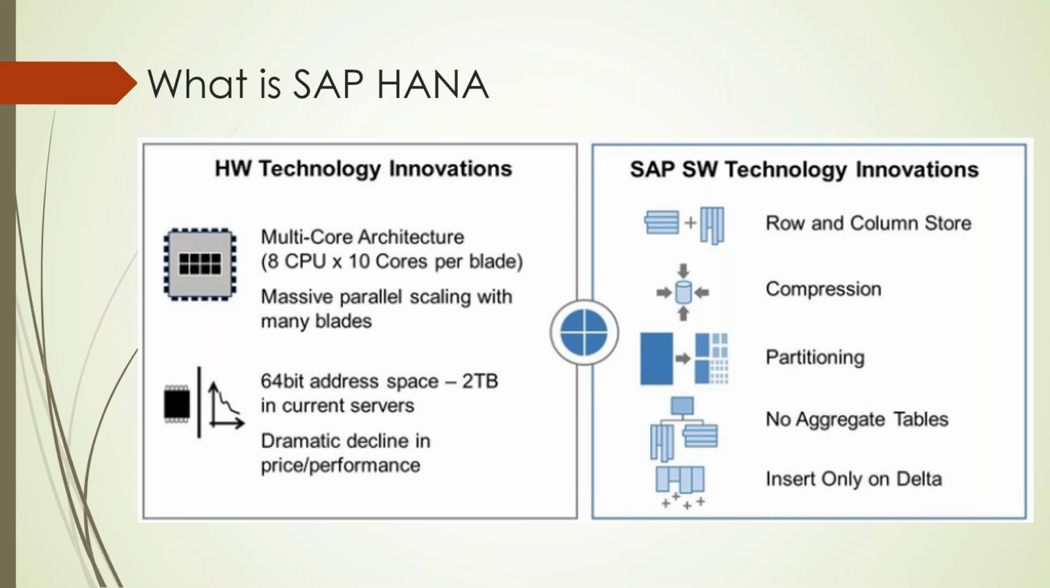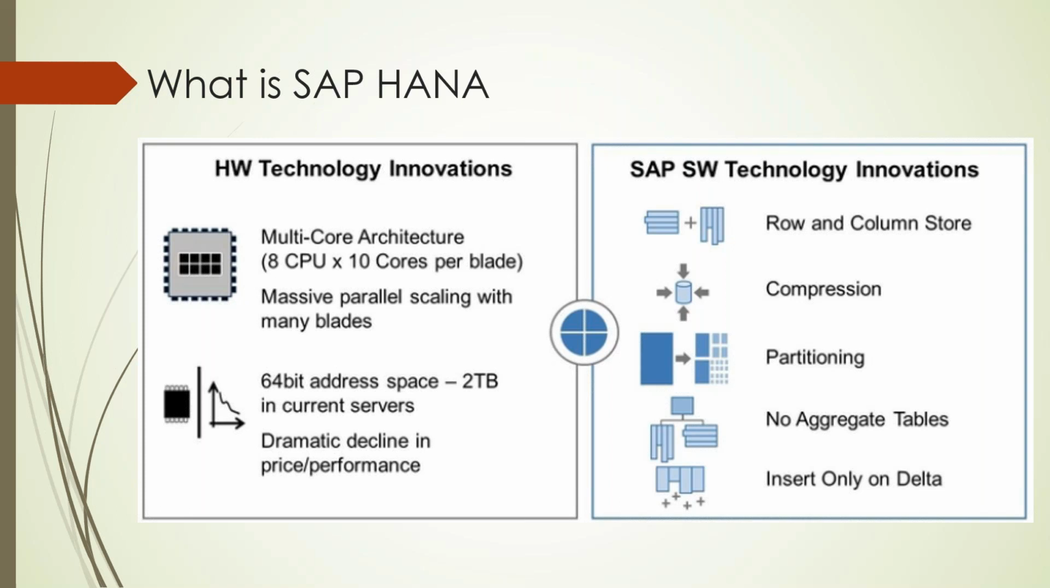The last feature is insert only on delta. These are the main features of the HANA database. Insert only on delta is about column store tables. HANA database supports column store tables. The column store tables are stored in compressed format. Even the row store tables are stored in memory in compressed format. Insert only on delta is applicable for the column store tables.